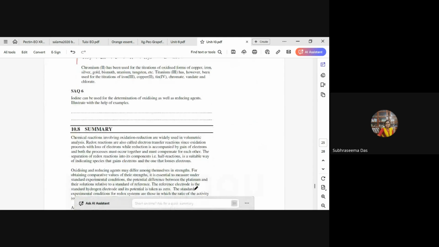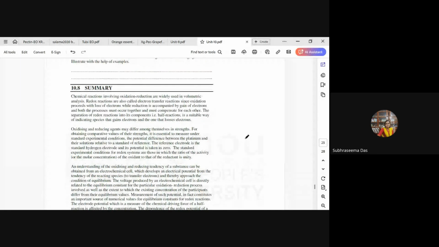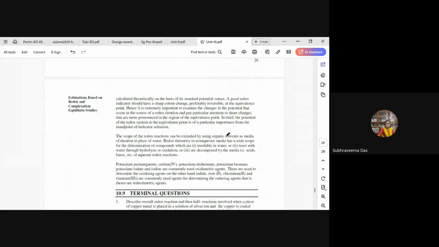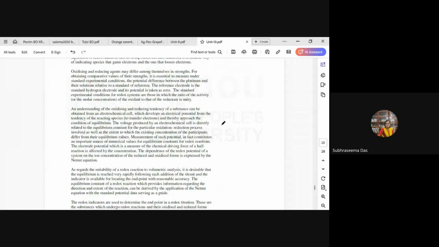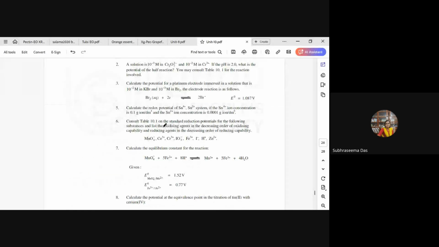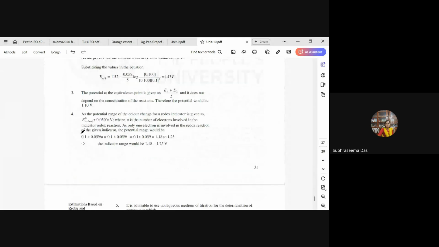So in summary, here we talked about the various types of oxidation reduction reactions in volumetric analysis. The use of such reactions we have discussed today, the redox indicators, the redox titrations, the scope of these reactions. We talked about various types of reductimetric and oximetric reagents. Here are some questions with the possible self-assessment answers.